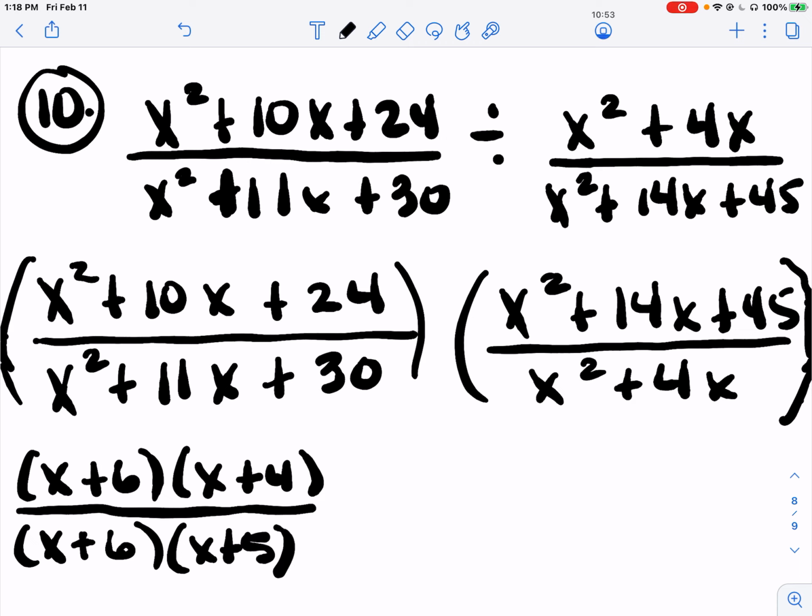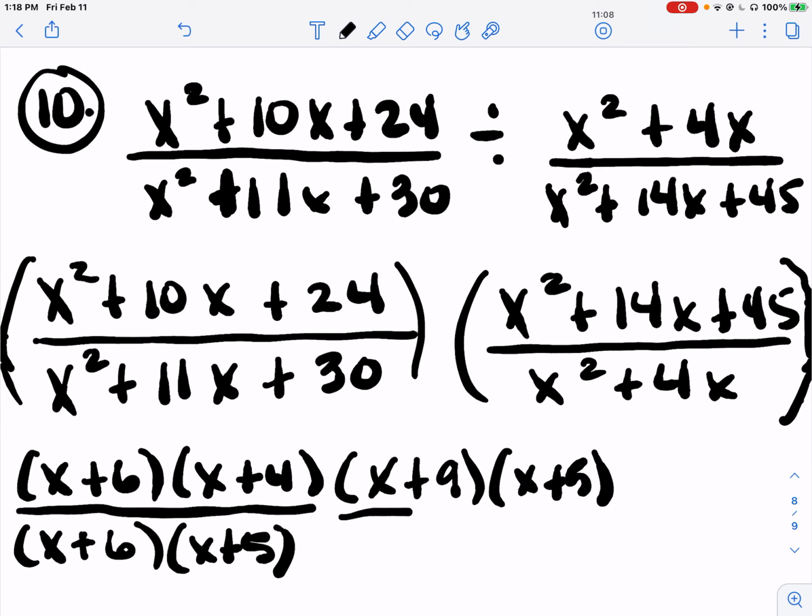The top right, also a trinomial with a 1. Multiply to 45, add to 9. Or sorry, multiply to 45, add to 14 will be 9 and 5. Now the bottom right's different. We've got a common factor of x that we're going to factor out, which leaves x plus 4.